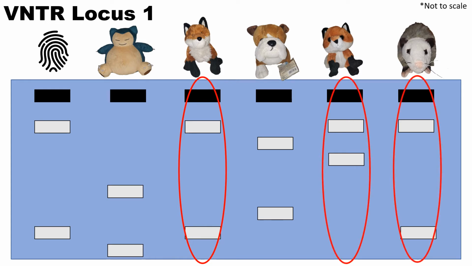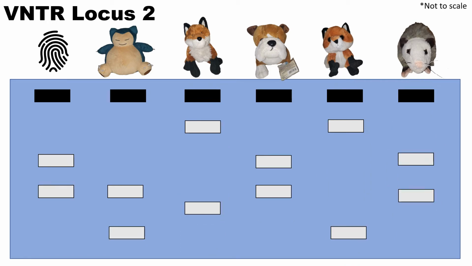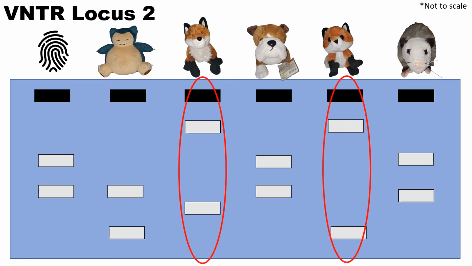So now we must look at VNTR locus 2. Looking at locus 2, we see that Suspect 4 does not have any matching alleles with Suspect 1, but Suspect 3 continues to have at least one matching allele. This means the data is consistent with the fact that Suspect 3 is Suspect 1's biological child.